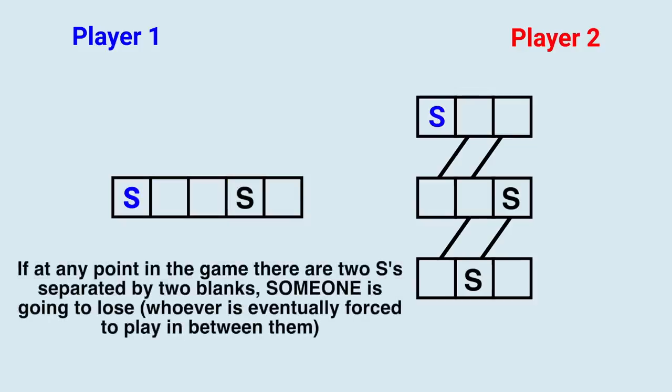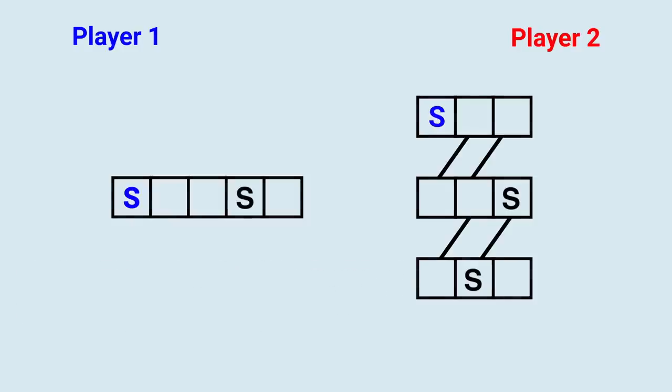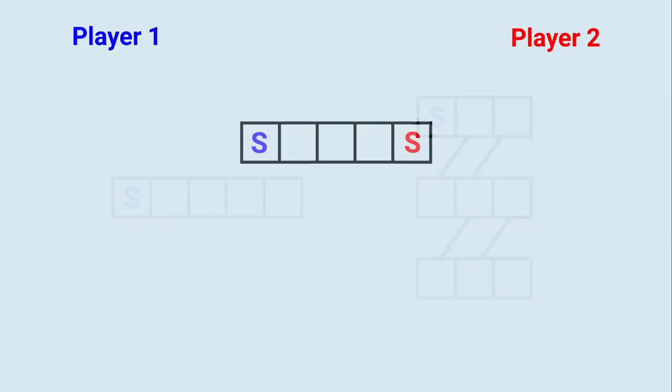Because if at any point in the game there are two S's separated by two blanks, someone is going to lose. And that will be whoever is eventually forced to play in between them. In fact, that's the only way someone is guaranteed to lose in at least two more moves. Like, you could separate two S's by three blanks, but this is not a situation where the game is over in two moves, which is all we care about. It'll be over in three after player one does this. Now we're just back to that same configuration from before.